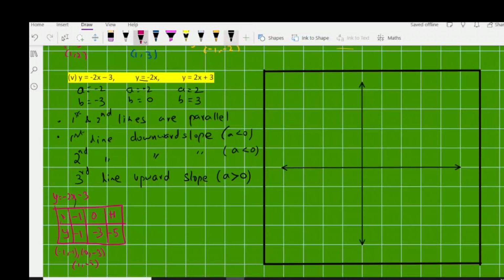We will fix the scale 1, 2, 3, 4, 5. So scale x-axis and y-axis, shall we take it as 1 unit? 1 centimeter is equal to 1 unit. Okay, x dash, origin, y dash. 1, 2, 3, 4, minus 1, minus 2, minus 3, 1, 2, 3, 4, if we are continuing 5. Then minus 1, minus 2, minus 3, minus 5 is minus 4.